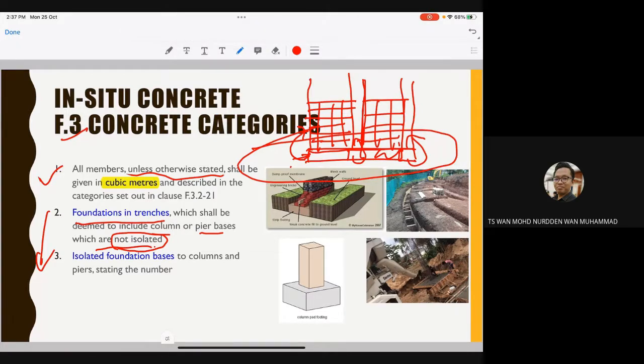Number 3. Okay, isolated foundation bases to column and piers stating the numbers. Ni kalau isolated ni maksudnya terasing lah. Apa maksud terasing tu? Let's say macam kita nak buat column kan, yang terasing dengan yang lain. So bawah tu akan ada foundation concrete. So macam ni lah lebih kurang. So isolated foundation bases to column and piers. But for this kind of situation, kita kena state numbers, how many.